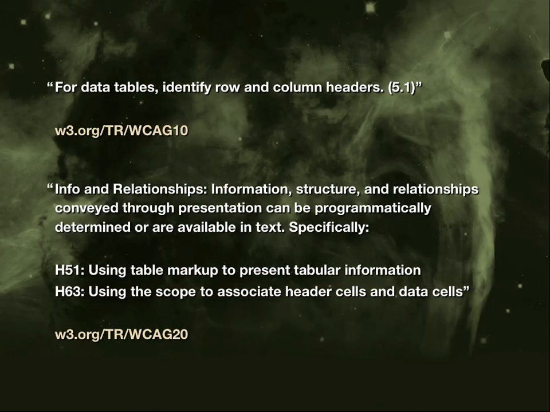Both WCAG 1 and WCAG 2 address data tables and how they should be marked up specifically. In WCAG 1, for data tables, identify row and column headings. In WCAG 2, information, structure and relationships conveyed through presentation can be programmatically determined or are available as text. Specifically, use table markup to present tabular information and use the scope to associate header cells and data cells.